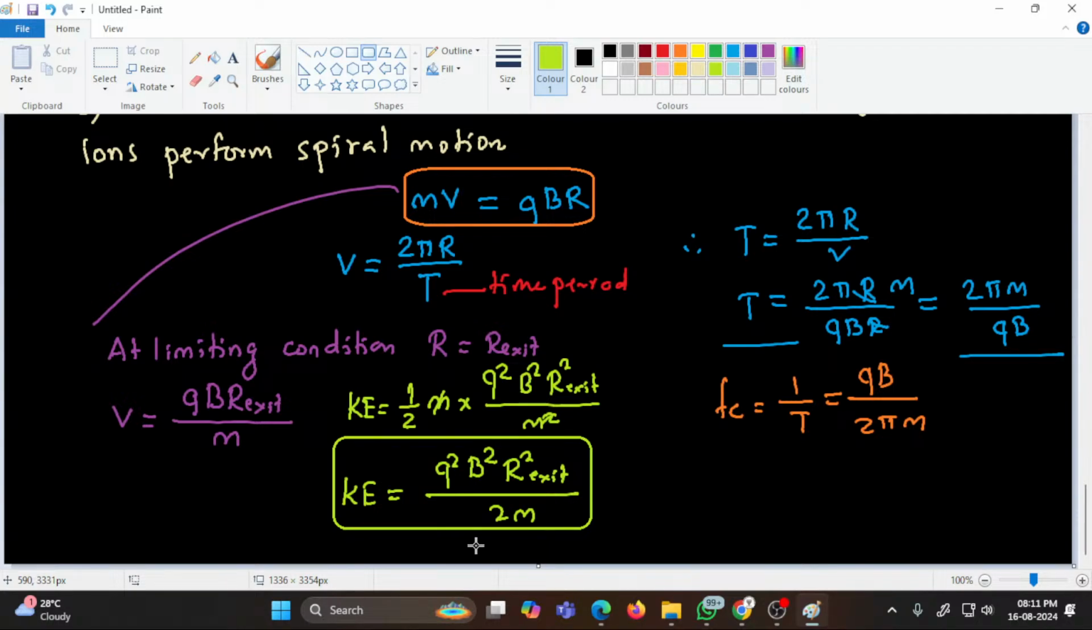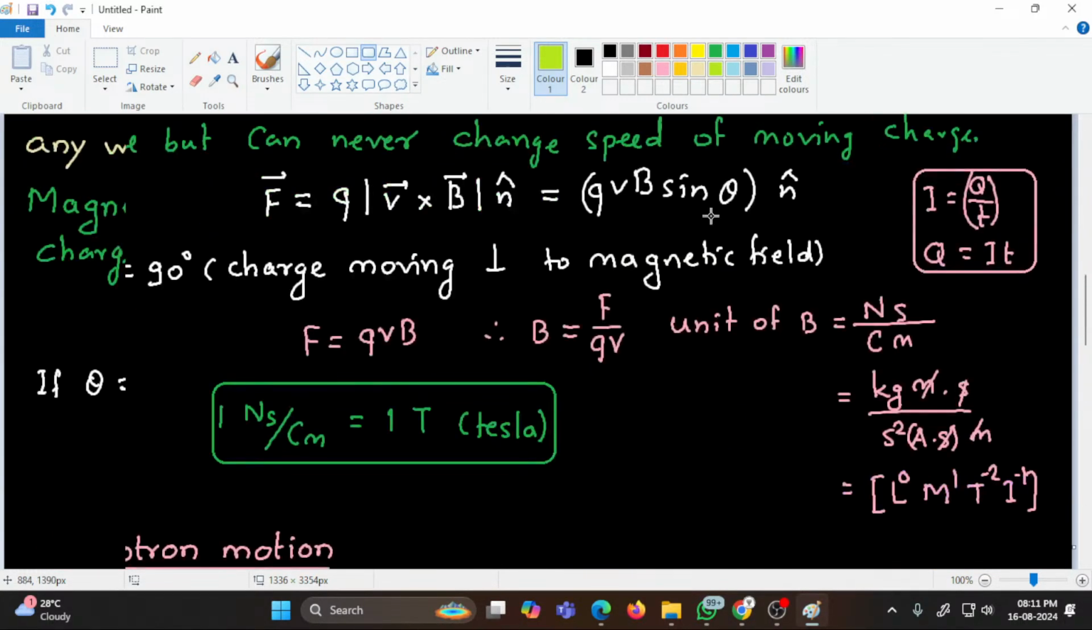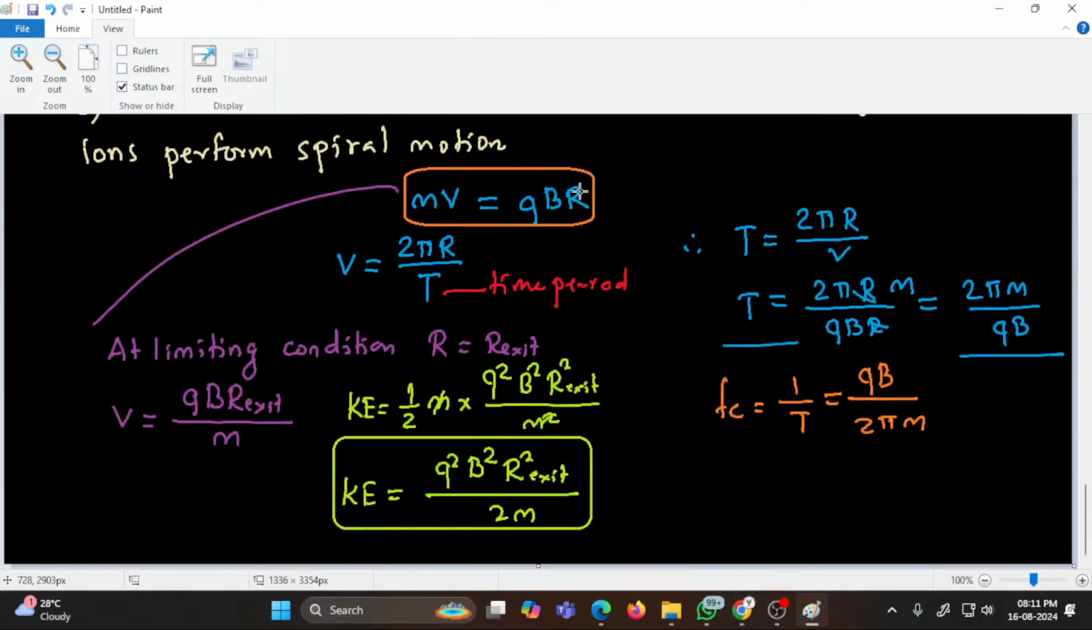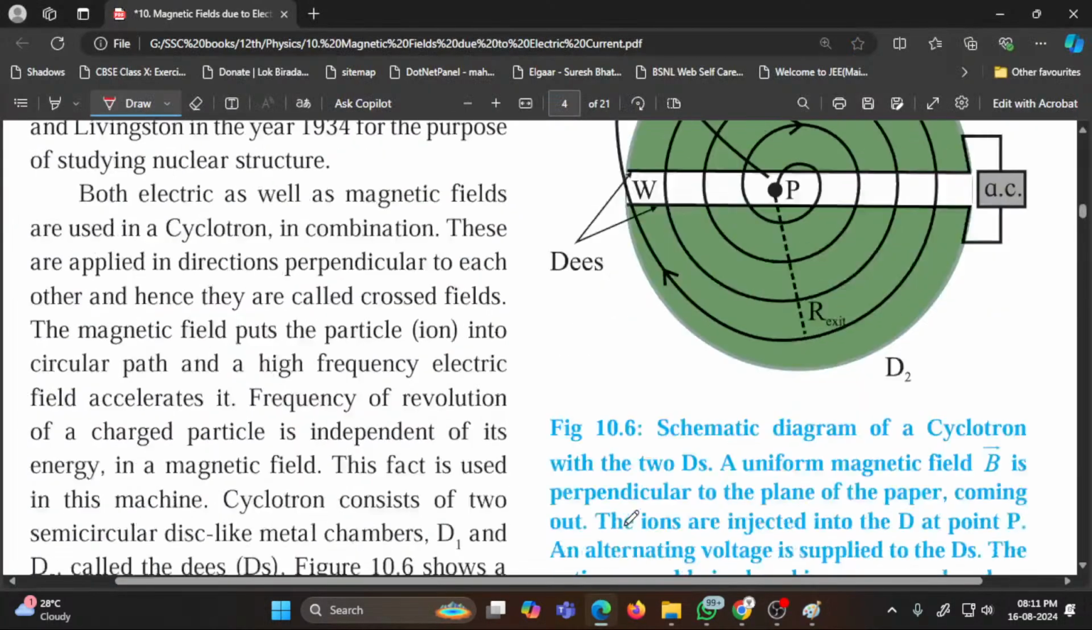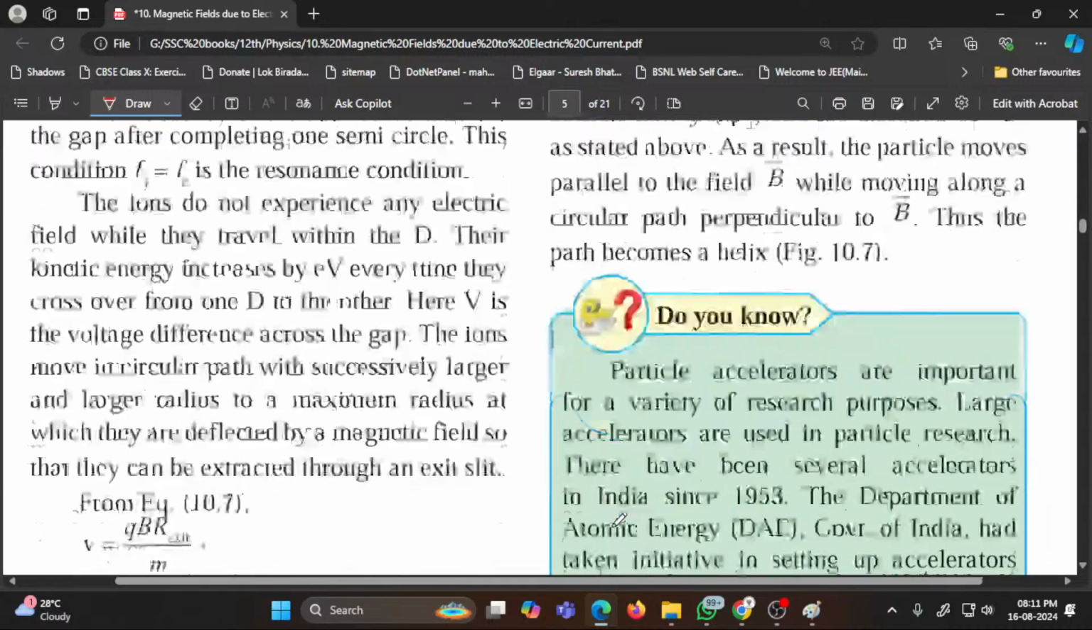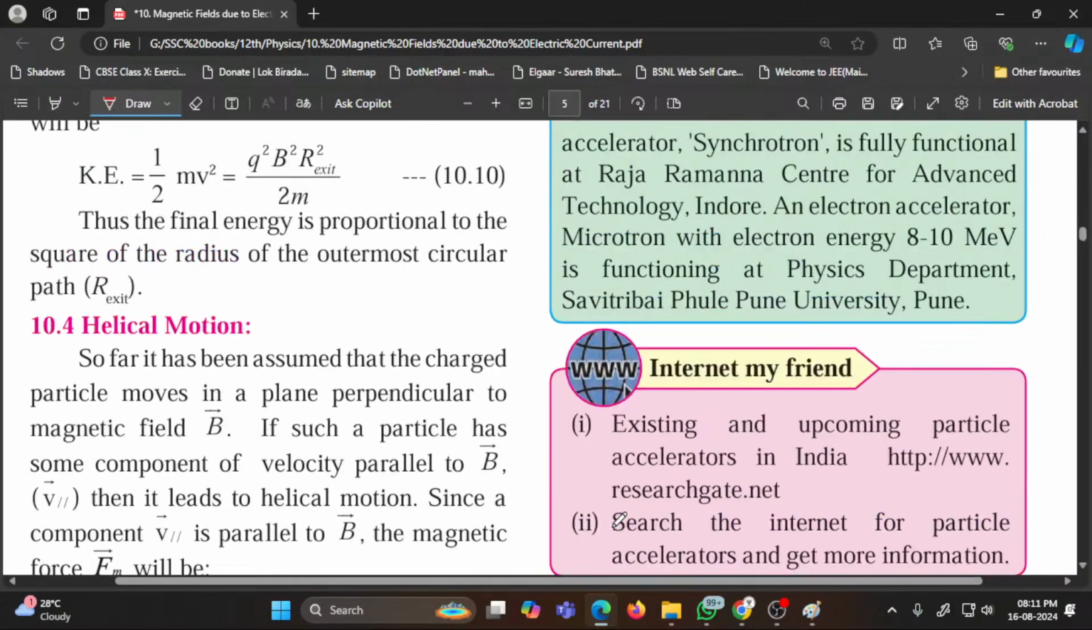Thus the final energy is proportional to the square of the radius of the outermost circular path. So this is the principle of a cyclotron. Yes, have you understood this? Yes. So this kinetic energy expression.